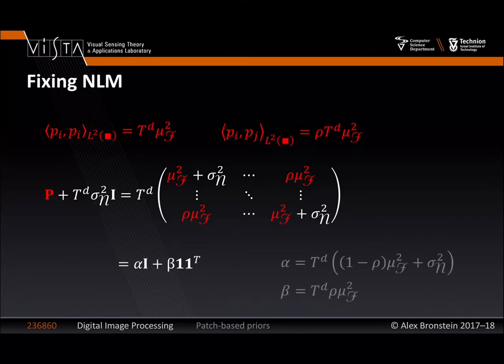So I will write it as alpha times the identity matrix plus beta times this rank 1 matrix. 1 1 transpose is a rank 1 matrix, so filled with 1s. Okay? And the alphas and the betas are, of course, written here. So I need to invert this matrix. So basically I have some clearly invertible matrix, alpha times I, plus a rank 1 perturbation of that matrix, right?